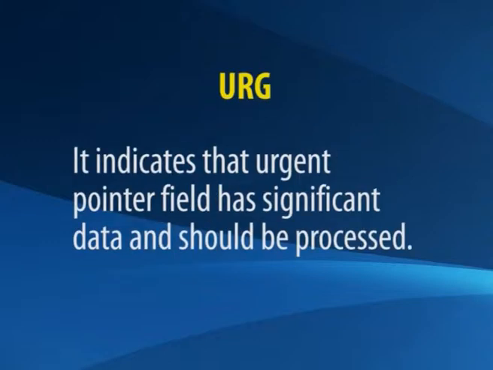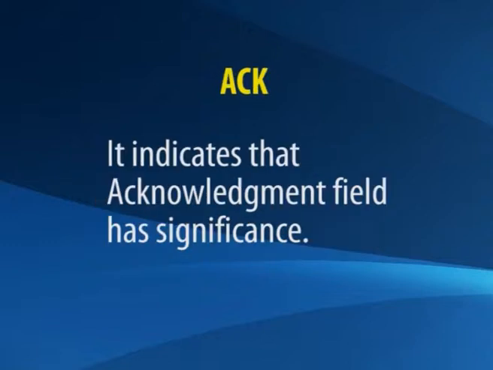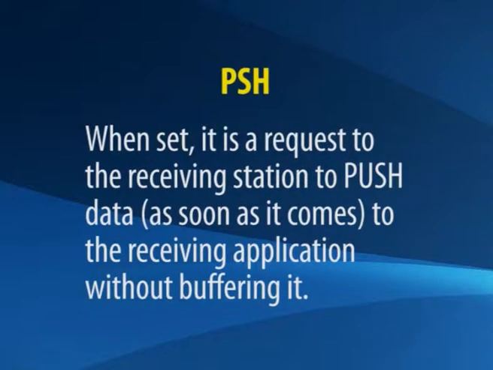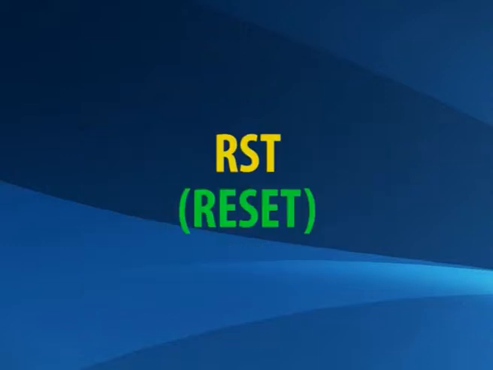URG. It indicates that the urgent pointer field has significant data and should be processed. ACK. It indicates that the acknowledgement field has significance. If ACK is cleared to 0, it indicates that the packet does not contain any acknowledgement. PSH. When set, it is a request to the receiving station to push data as soon as it comes to the receiving application without buffering it.